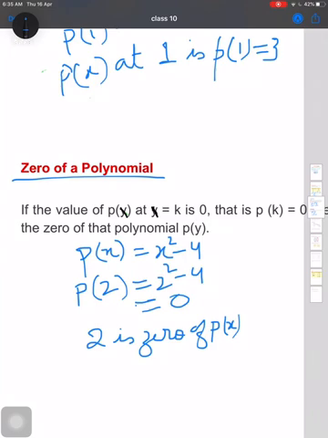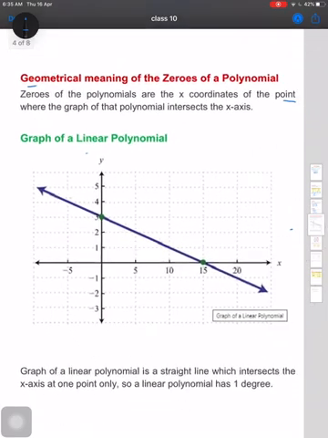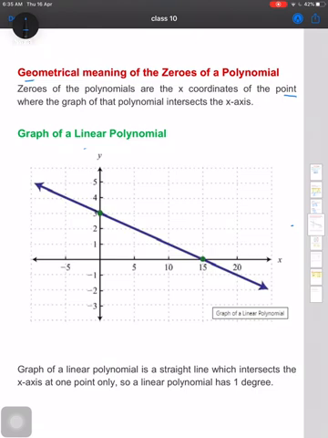Now the number of zeros depends on the degree of the polynomial also. The number of zeros is always equal to the degree of the polynomial. If the degree is 1, then the zeros will be 1. If the degree is 2, then the zeros will be 2. Now geometrical meaning of the zeros of a polynomial. Suppose you have a graph of any polynomial, then the points which lie on the x-axis, or the points which intersect the x-axis, are the zeros of the polynomial.